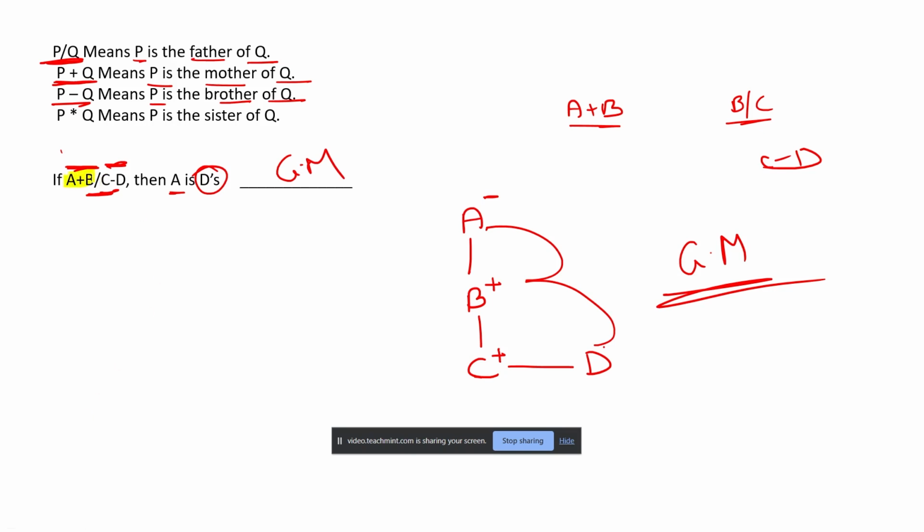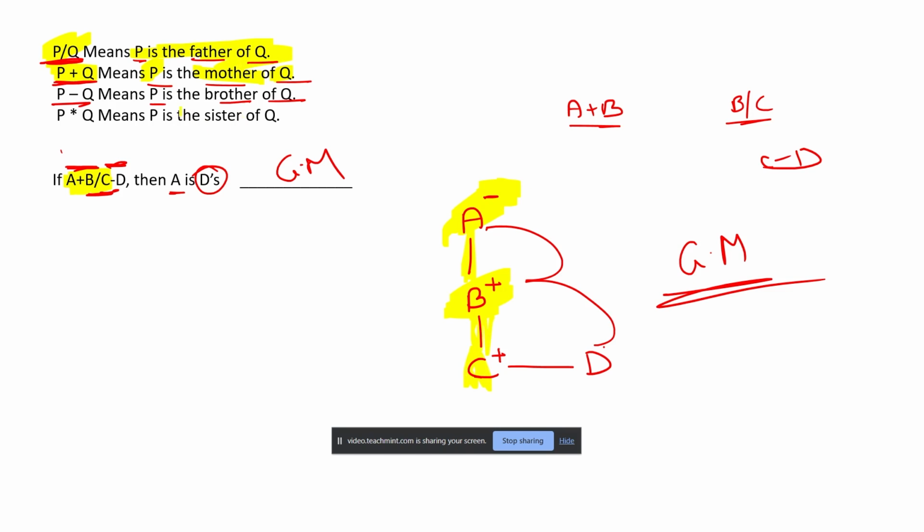First you have to check the first two letters, which are A and B. We are having A plus B, compare with P plus Q. P is the mother of Q, so in our case A is the mother of B. A is the mother means A should be on top, and below that you get B. A is a female person. And second, you are having B by C, which means B is the father of C. Father means we know B's gender.